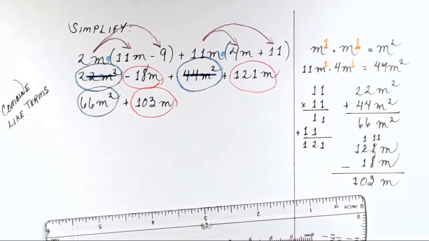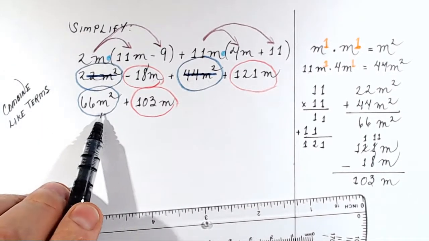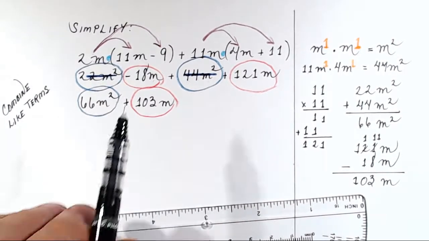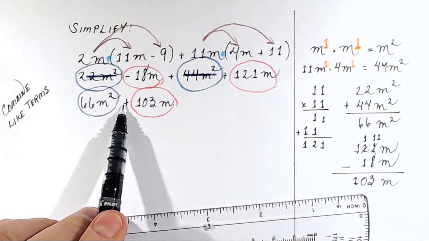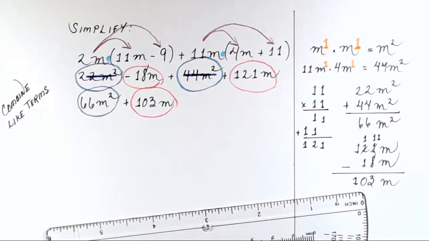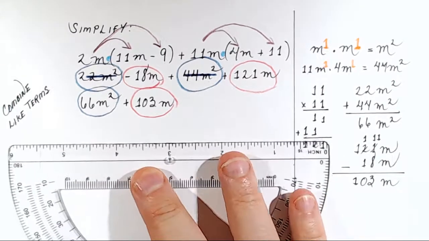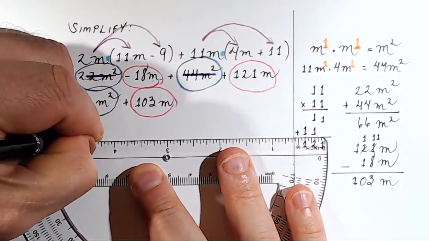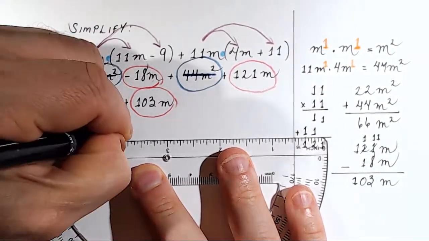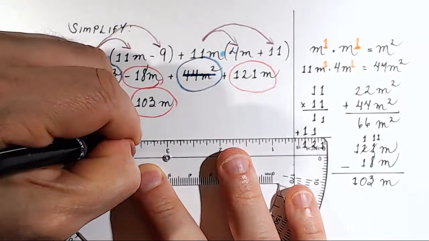Okay. Now, question, is there anything else we need to do? Answer, no. There's nothing else we need to do because we've simplified all of our m squareds and we've simplified all of our m's. There is no way, because these things are just being added together, there's no way to combine them together in some clever way. So we'll just write, okay, simplified form is 66m squared plus 103m.